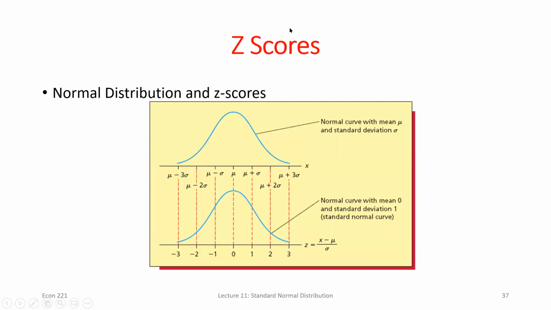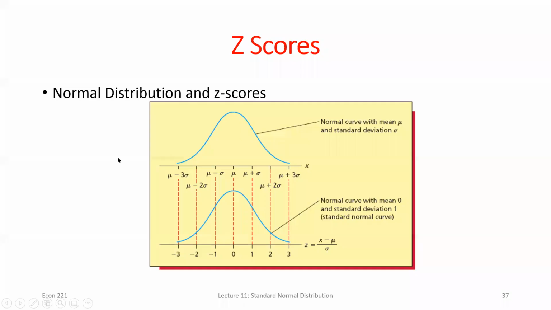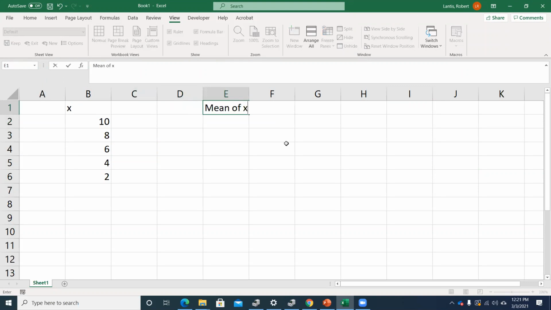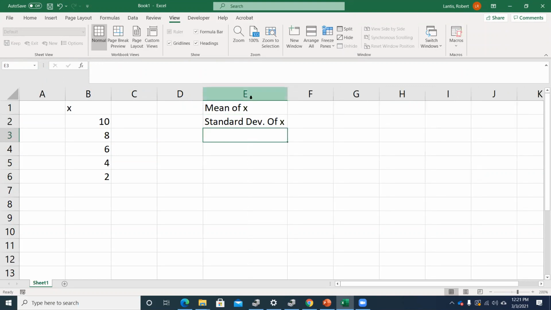I think what I want to do first is actually use Excel to show this to you, because it's a little bit quicker and I think it really hammers home the point. So let's say I have this variable x, and I've got all this data. I'm not going to make it a very big data set, so it's real easy. Let's just say it was 5 data points. And I go over here and I want to calculate the mean and the standard deviation of x.